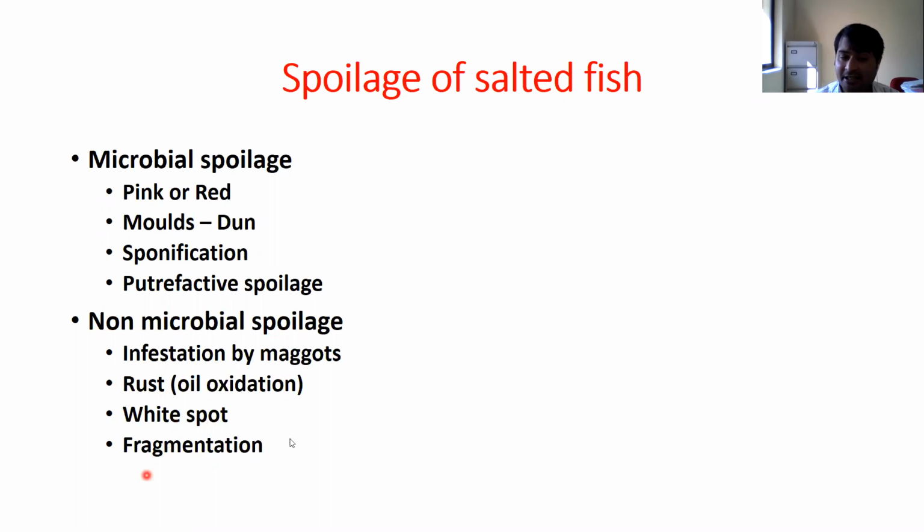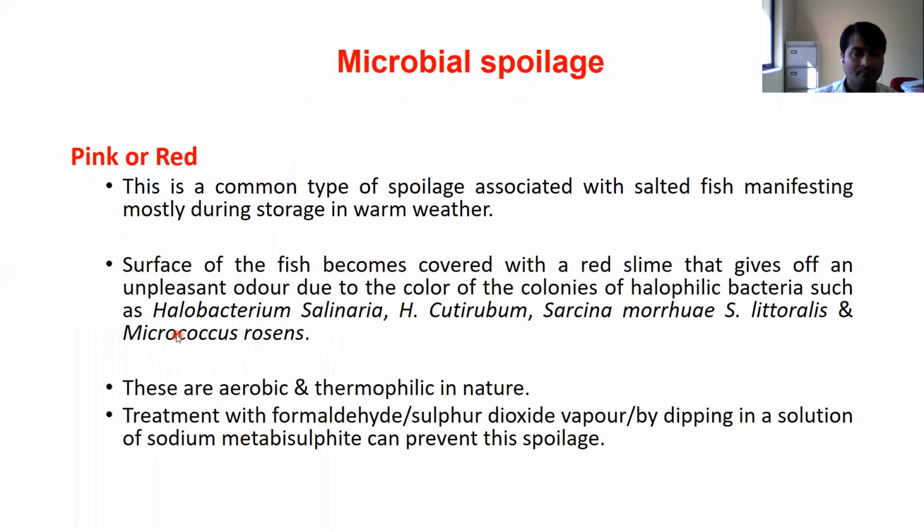That means in non-microbial spoilage no microbes play a role, but in all four of the microbial ones, microbes are involved in the spoilage. That's why they are under microbial spoilage. Here no microbes are involved. That's why it is under non-microbial spoilage. We will go one by one.